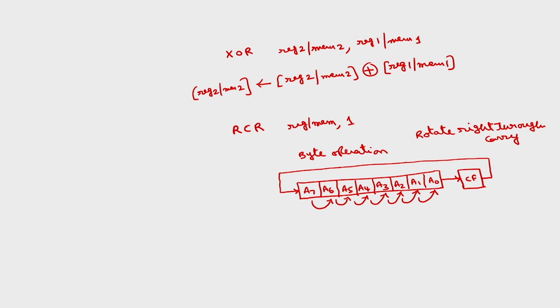So, for example, if I take an example of this, RCR some AH comma 1. Before this, if the contents of AH is some 8A. Now, what will be the contents of AH after RCR AH comma 1? The result will be stored back to this register slash memory.